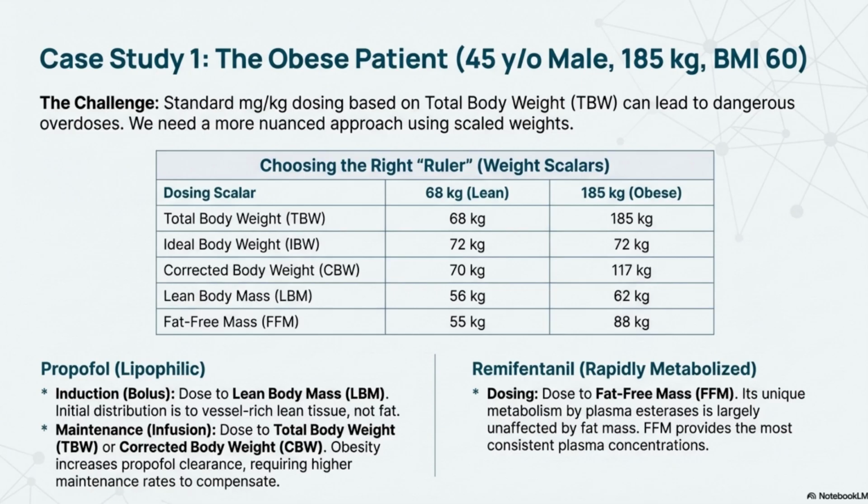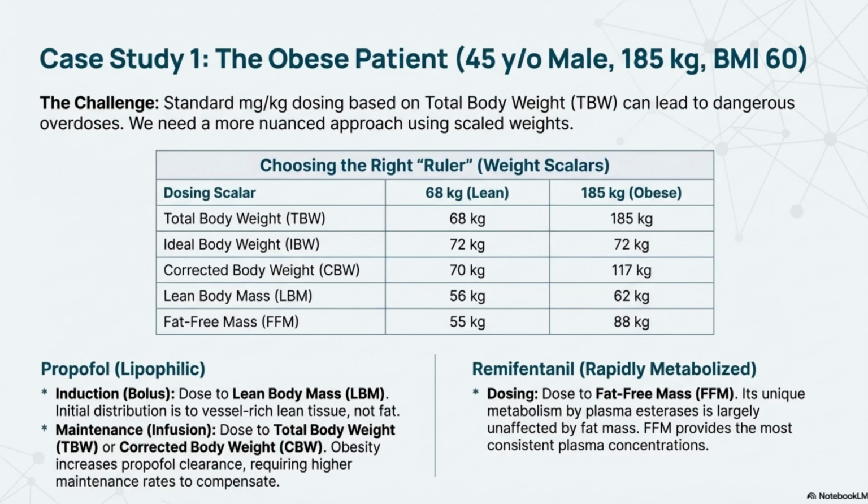So if the fat mass is pharmacologically inert, we should dose it based purely on the metabolically active tissue. Exactly. The recommended scalar for remifentanil is fat-free mass, or FFM. If you dose by FFM, you get effect site concentrations that are very similar to what you see in lean patients dosed by their total body weight. And if you dosed by total body weight in an obese patient? You would be wildly overdosing.